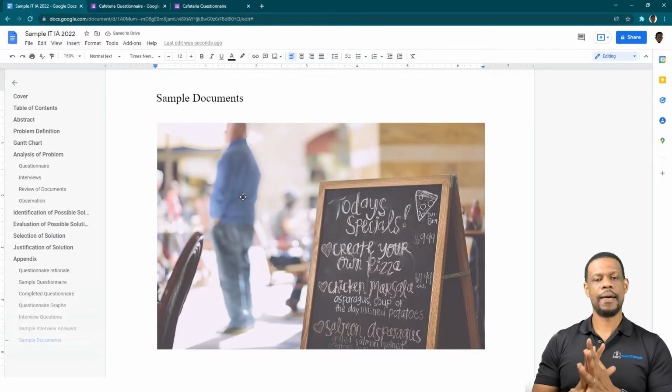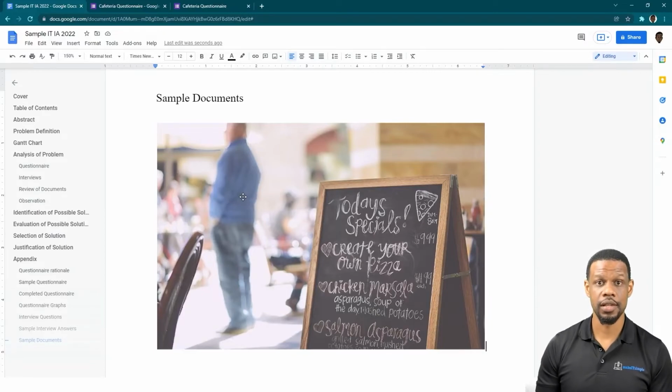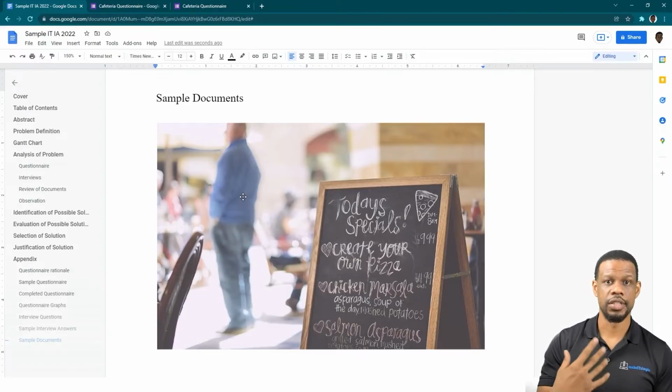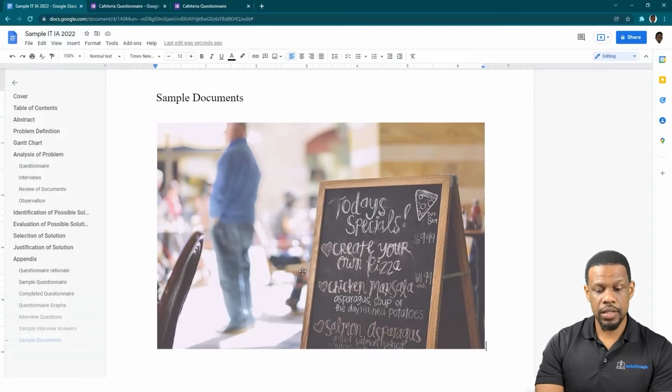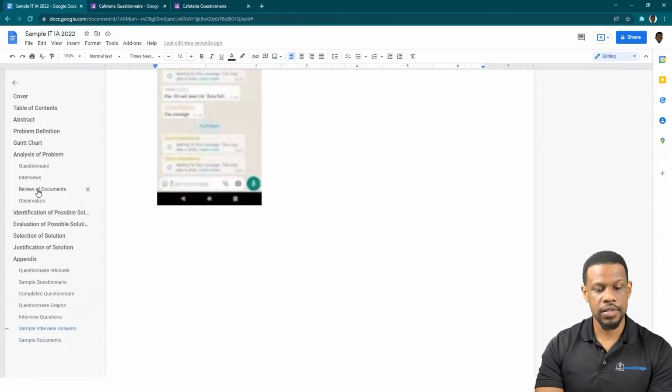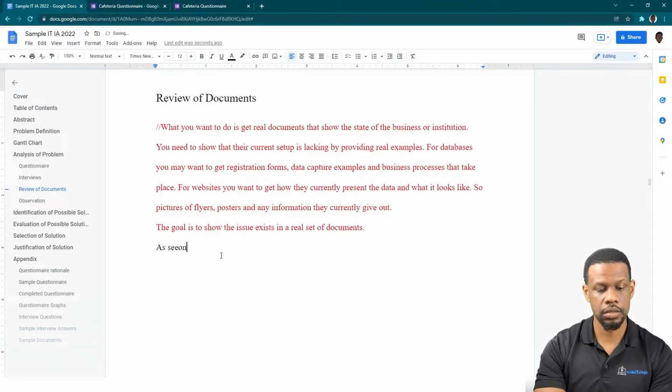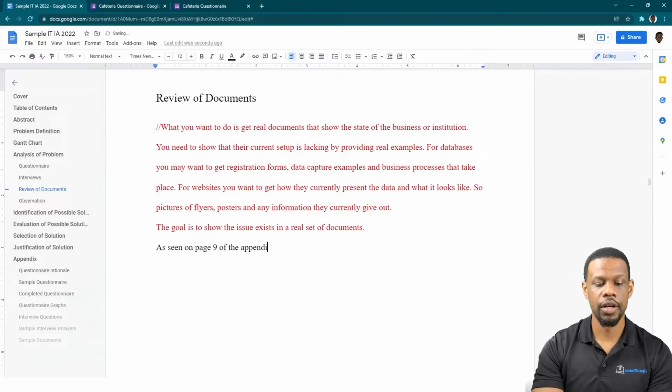Because I am doing an example of a cafeteria and I want to show that their way of disseminating the information is poor because it's something like a chalkboard, guess what? I go and take a picture of the chalkboard. That is a document, because it doesn't have to be a piece of paper. So I could get this document and ask, what page is this in the appendix? This is page 9. So I go to the review of documents. As seen on page 9 of the appendix, the chalkboard used has many issues when it comes to disseminating data.